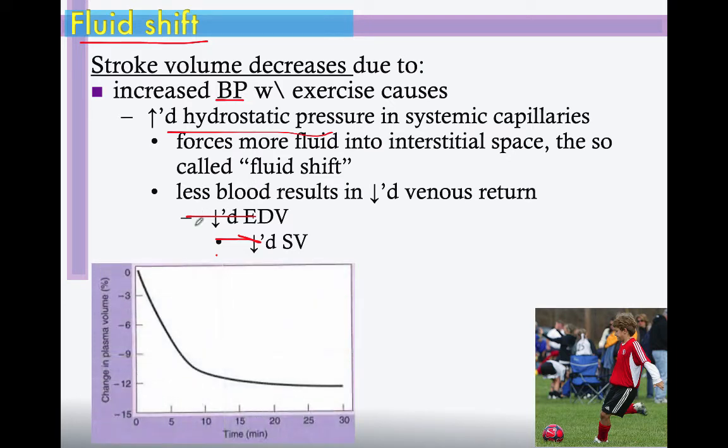And here you can see that change in plasma volume over 30 minutes of exercise. And the majority of the fluid is leaving the capillary space within the first 10 to 12 minutes of exercise. And then a bit more will leave after that. But again, net result is negative drift in stroke volume.